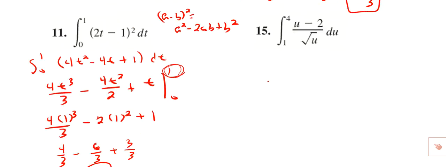Okay, let's look at another one here. Number 15, we have u minus 2 over the square root of u du evaluated from 1 to 4. So we want to find the antiderivative of u minus 2.